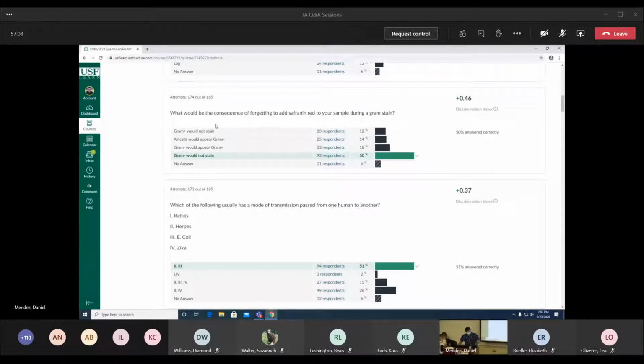So at this point, if you don't add the safranin in, your gram negatives are just going to be completely clear because they're going to have no stain whatsoever. The whole purpose of the safranin, which is also known as the counterstain, is to impart some sort of color onto the gram negatives. Because at this point, before the safranin, they have no color. The only thing you're going to see is gram-positives that are purple.